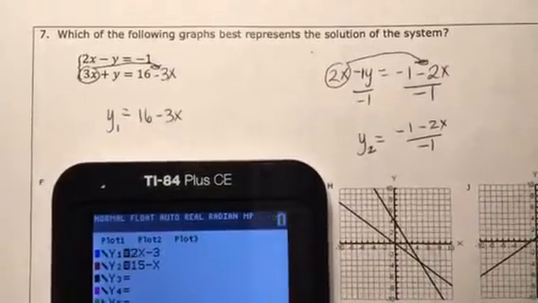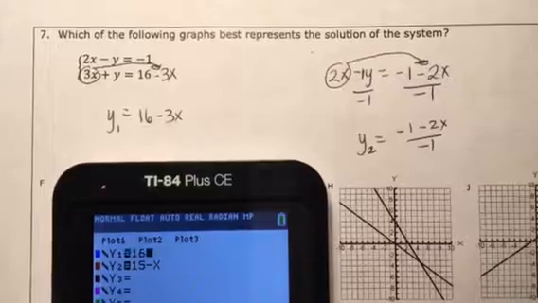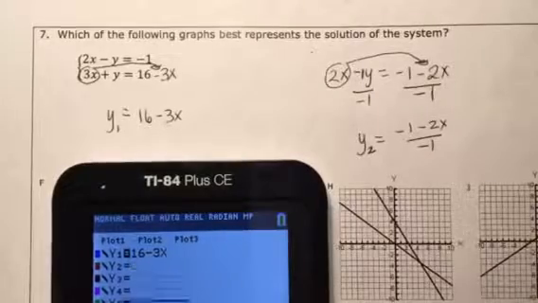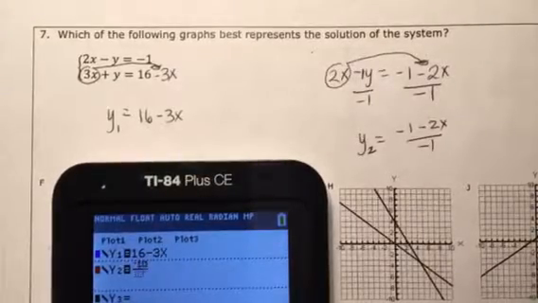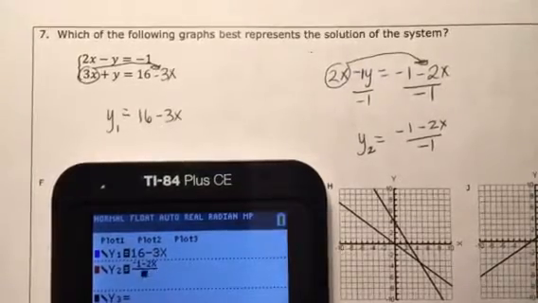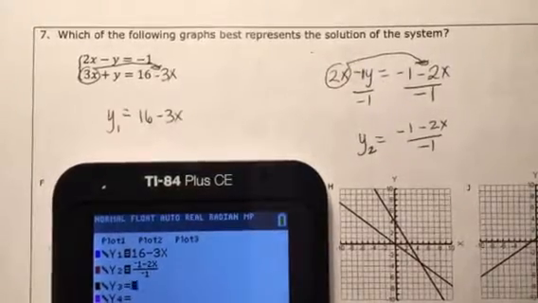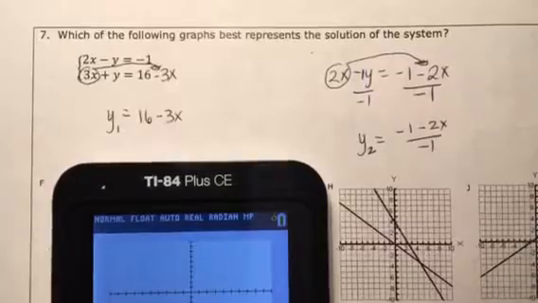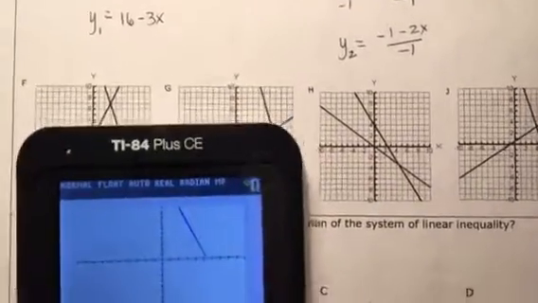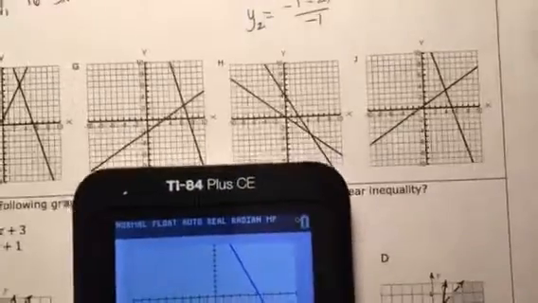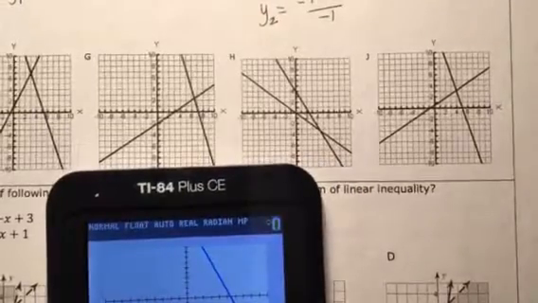So in y1, I'm going to type in 16 minus 3x. And in y2, I'm going to type in -1 minus 2x divided by -1. And now I'm going to press graph, because all it wants you to do is determine which one of these graphs matches this.